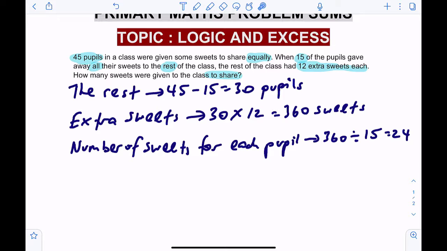And to find how many sweets were given to the class to share, we will take 24 and multiply it by that original 45 pupils. So 45 times 24, and we should be able to get our answer: 1080 sweets.